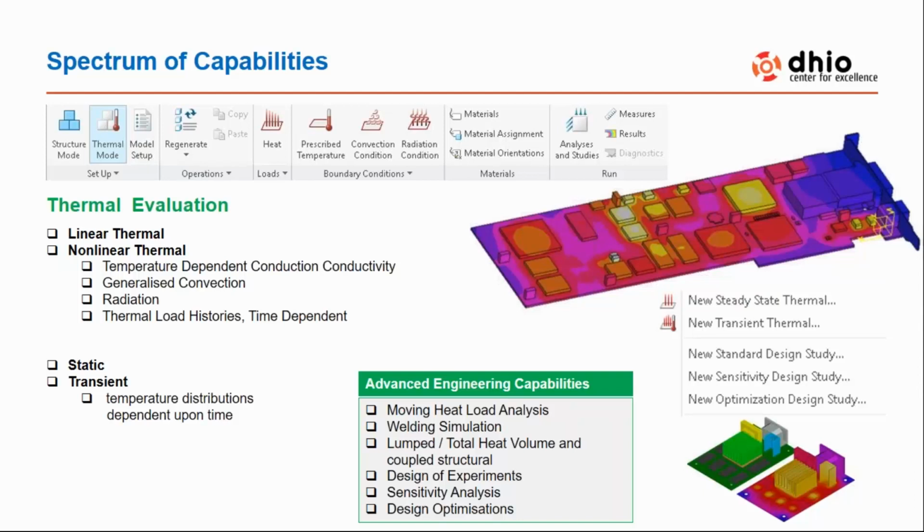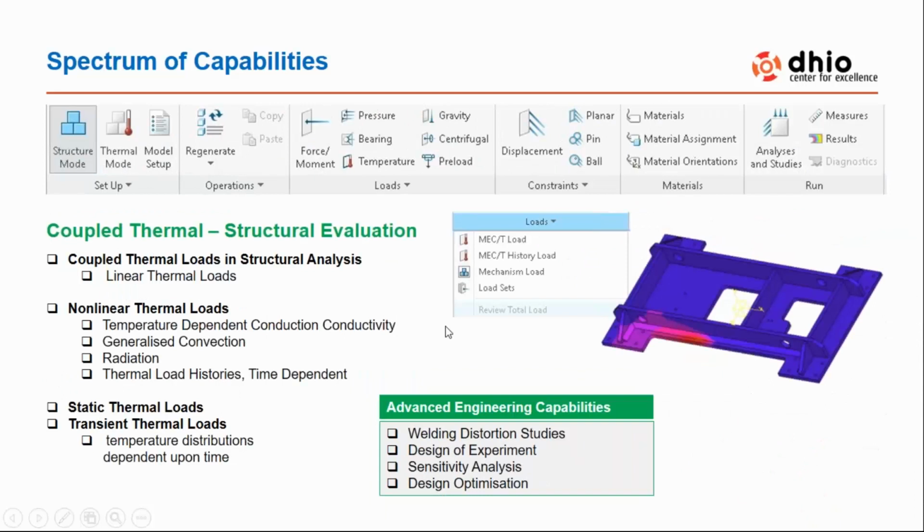And in advanced engineering capabilities, this is the various spectrum of our advanced engineering capabilities: moving heat load analysis, welding simulation is possible, lumped total heat, and coupled structure analysis. This is very important. Coupled structure analysis: what is the heat transfer, and due to the heat transfer, what is the mechanical work done. The mechanical work is replicated in the static structure mode. You can achieve that thermal load. And this is the spectrum of capabilities of coupled thermal structural evaluation.